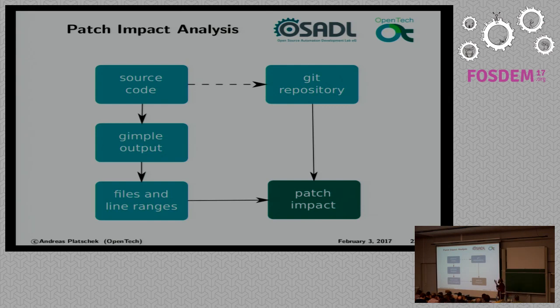The way we do it is that we build the source code and let GCC dump the Gimple output. From the Gimple output, we get all the files and the line ranges that are actually in our configuration. And we use this information to get from the Git repository, using git blame and git log -L, the history for each line that actually is in our configuration. This way we can find only those patches that actually have an impact in our configuration.